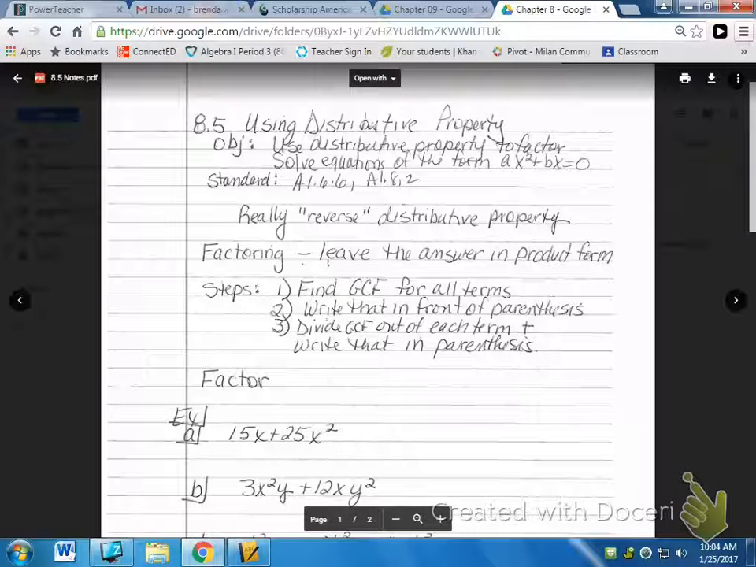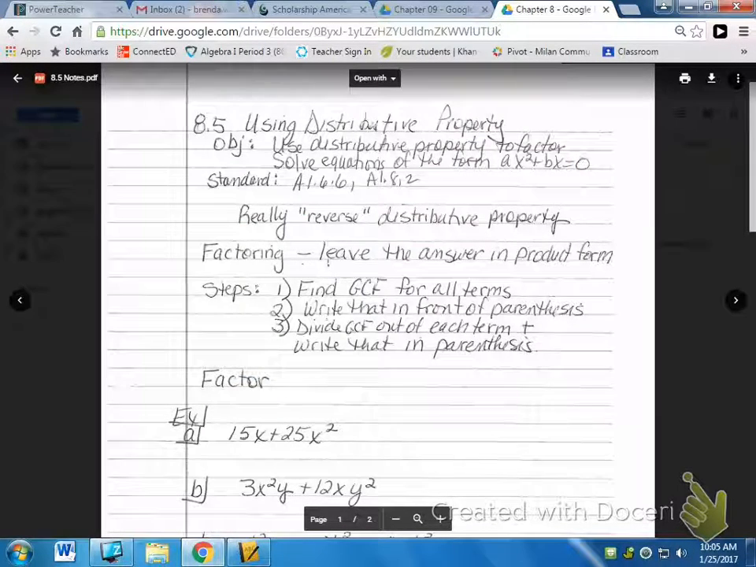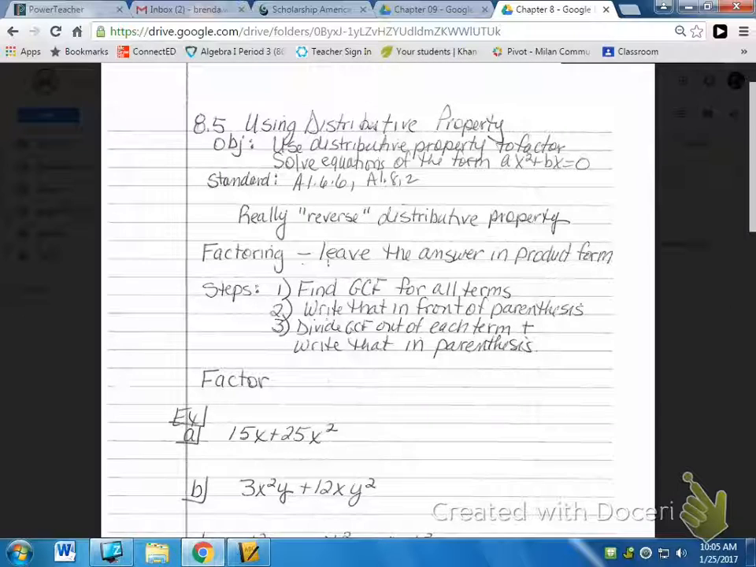Lesson 8.5, using distributive property. So this is slightly misleading because distributive property is something that's taught in pre-algebra very early on. I feel like this would actually be better called reverse distributive property so that you understand what we're talking about. But honestly, it's the distributive property or else you couldn't do it.